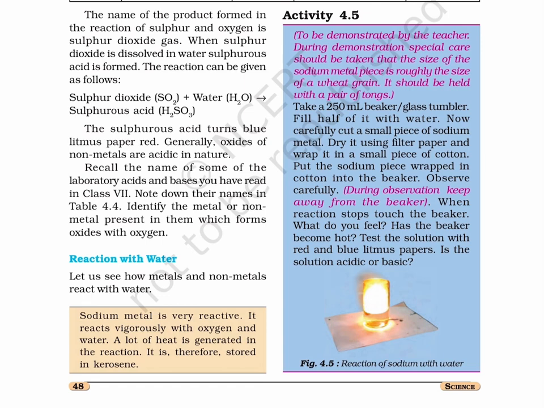During demonstration, special care should be taken that the size of the sodium metal piece is roughly the size of a wheat grain. It should be held with a pair of tongs. Take a 250 ml beaker or glass tumbler. Fill half of it with water. Now carefully cut a small piece of sodium metal. Dry it using filter paper and wrap it in a small piece of cotton. Put the sodium piece wrapped in cotton into the beaker. Observe carefully. During observation, keep away from the beaker.